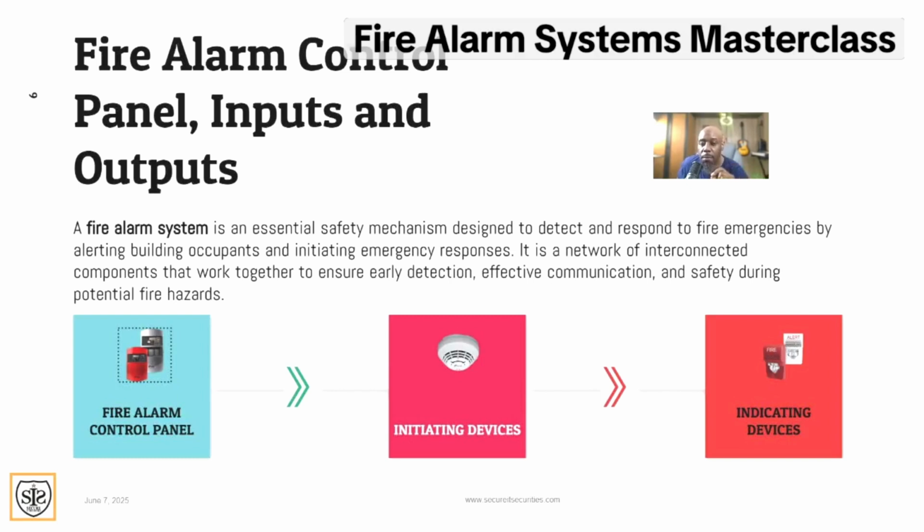So that could be your horns and strobes, that could be voice announcements. You may have seen a speaker in a building where the voice announcement is going off saying emergency, giving you direction of which way to go, or just telling you to stay still. So there's a difference between input and output devices. Input devices initiate the alarms. The output devices will sound the alarm.